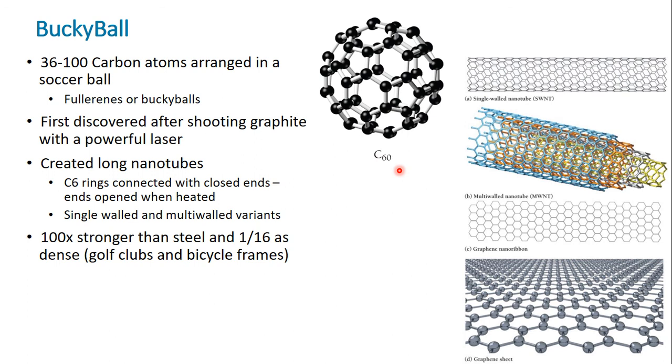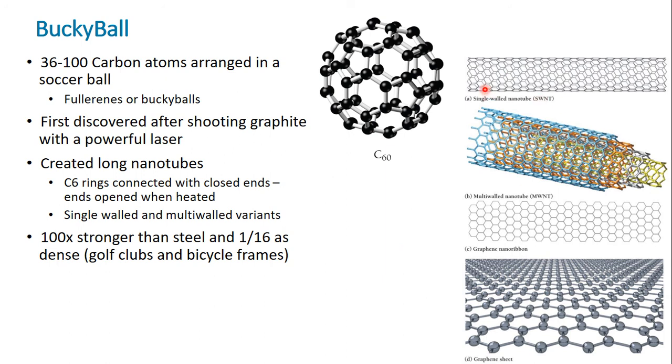Now, there are other forms of carbon that exist in the world. Here I'm showing you a buckyball or a fullerene. This is 36 to 100 carbon atoms arranged in a sphere or a soccer ball because you have these 6-membered rings and these 5-membered rings, which looks a lot like the pattern of a soccer ball. Now, this was first discovered by taking graphite and shooting it with a powerful laser. And through these experiments, we also created long nanotubes.